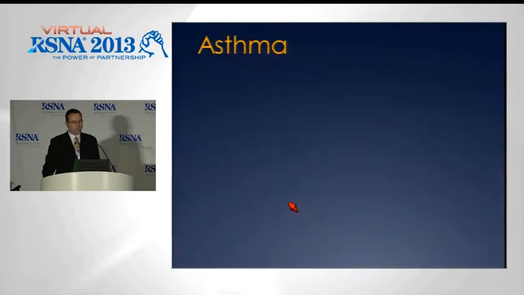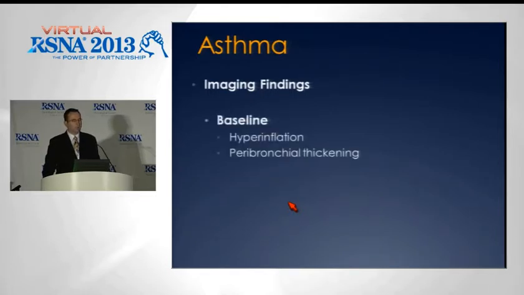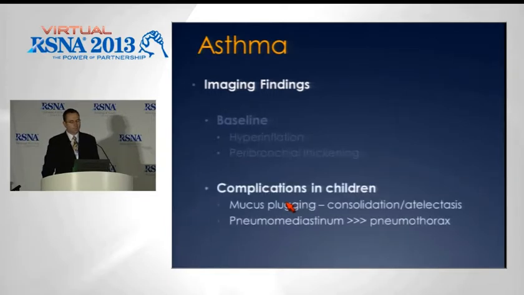So with asthma, the imaging findings that you are most often going to detect, we'll talk about hyperinflation and parabronchial thickening of reactive airway disease. The ones that I want you to at least have in the back of your mind as a patient with asthma presents with an abnormal radiograph are the complications of mucus plugging, the consolidation and atelectasis that you can get from that, and the pneumomediastinum that you can get from an alveolar sac rupture.